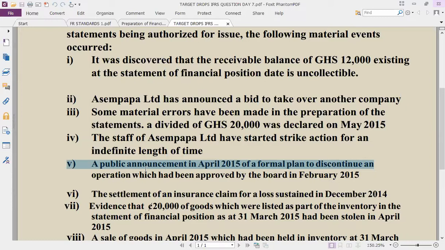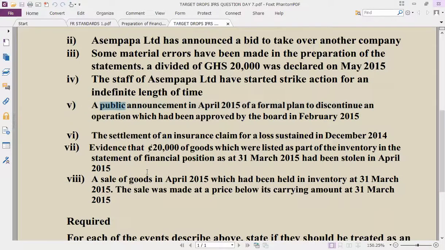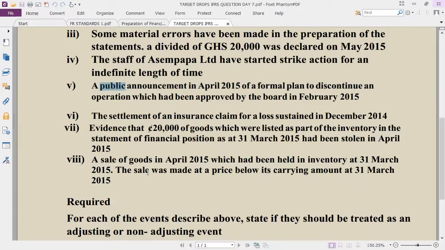So that is it. Even though it was approved before the year end, in February 2015, and then the announcement happened when? In April. The announcement happened in April. So still a non-adjusting event.